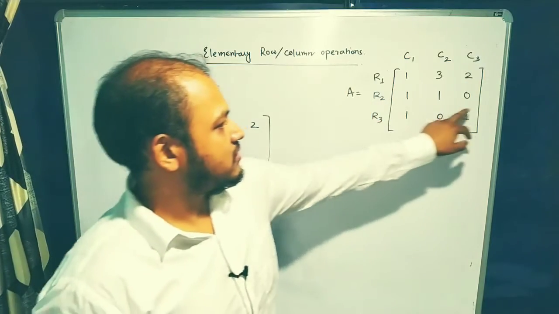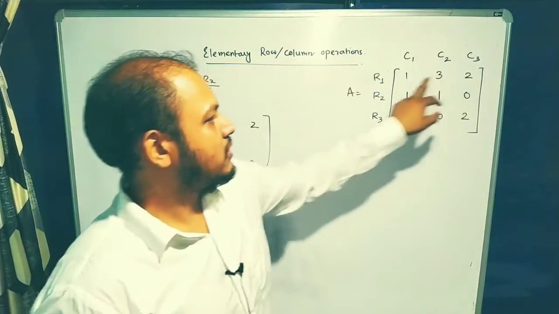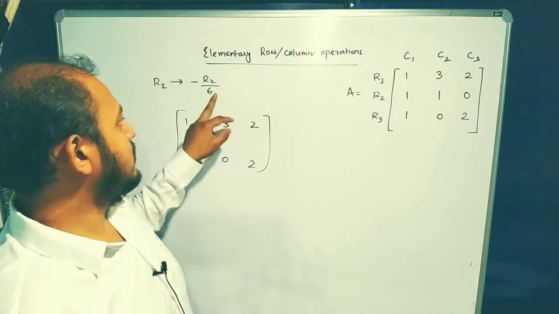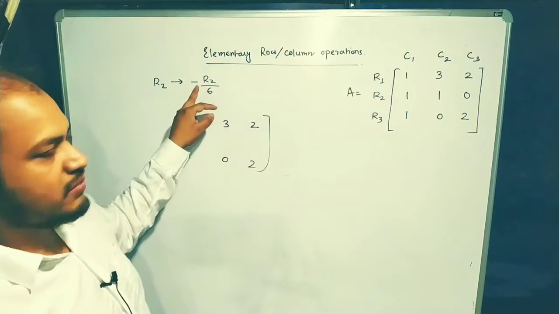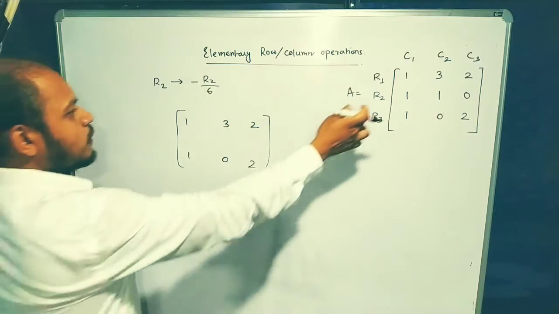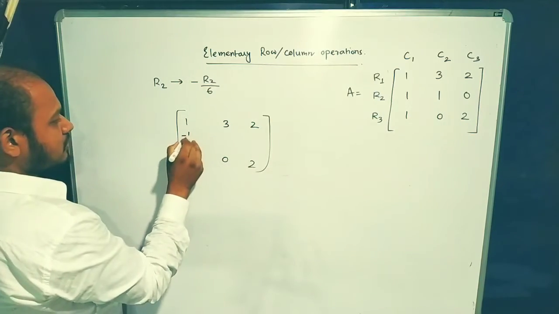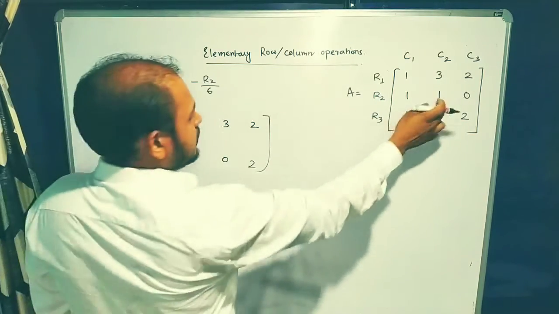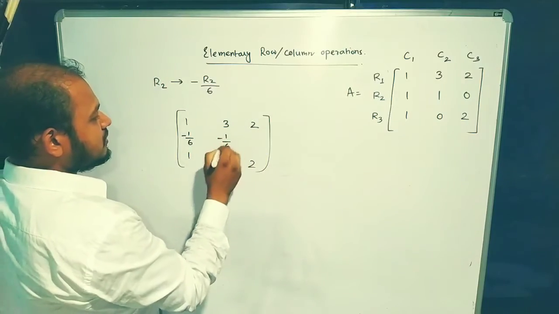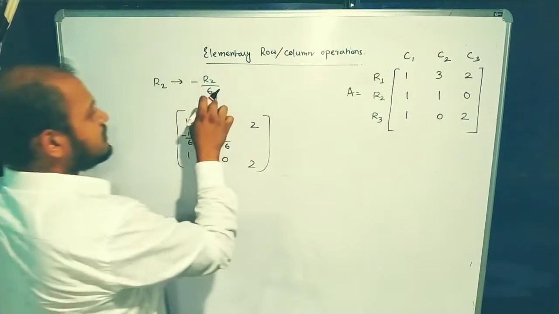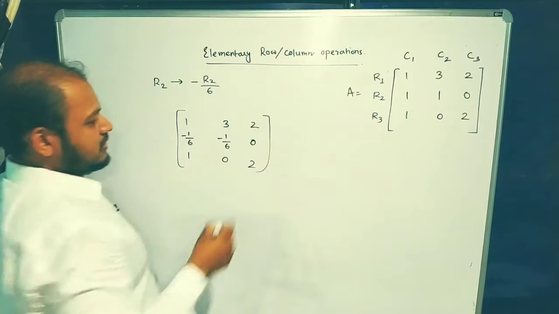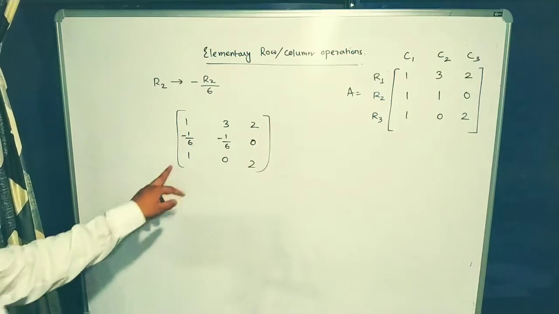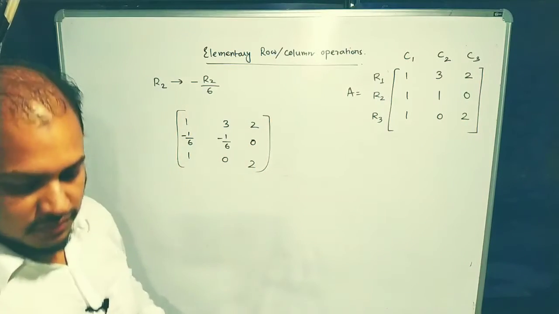So this row is the second row, and each number of this row will be divided by 6 and there is a minus sign here. So 1 would become minus 1 by 6, this one will become again minus 1 by 6, and 0 divided by 6 is 0 and minus again here 0. So this is the matrix after performing this operation.